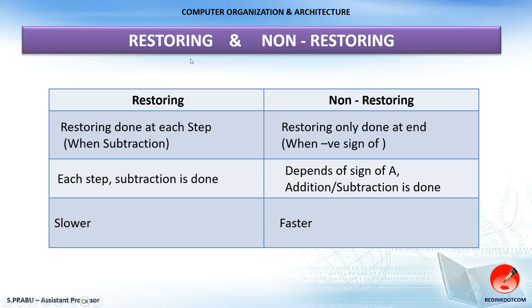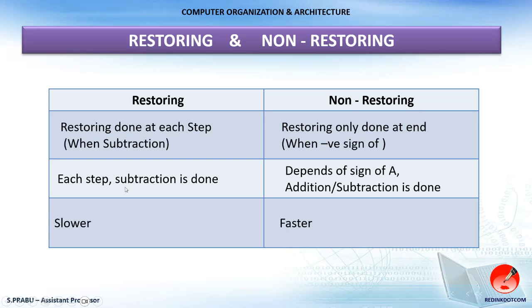These are all the differences between the restoring and non-restoring algorithms. In the restoring algorithm, we do the restoring operation on every step where the subtraction cannot be done. In the non-restoring algorithm, we do not do the restoring operation in each step, but instead only at the end, and only if the final sign bit value of A is negative. So we almost eliminate the restoring operation. That's why it's called the non-restoring algorithm.